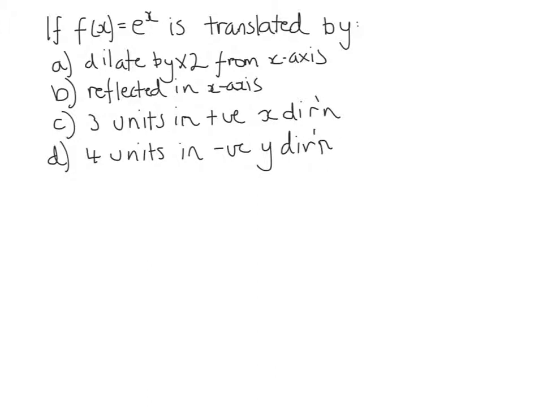Alright, well, what about if we transform the graph y equals e to the x? Let's see if we can put it into some matrix form. Now we want to dilate it by 2 away from the x-axis, which means we'll be changing the y value. So if we use a matrix, how can we change the y values?